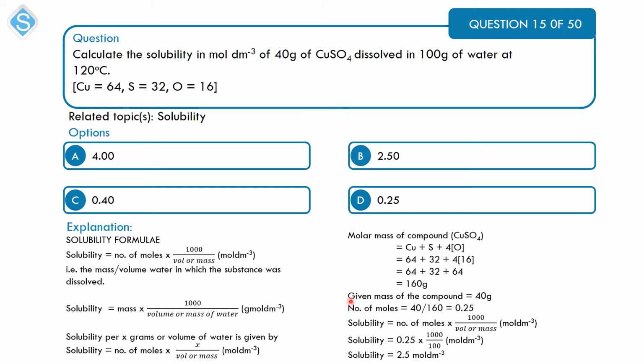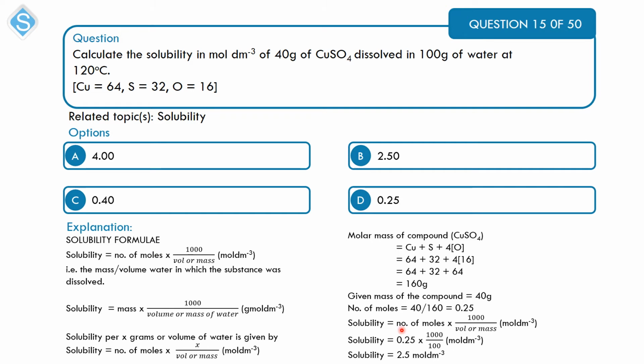Then we look at the given mass of the compound, which from the question is 40. They said 40 grams of copper sulfate. That is the given mass. The number of moles is then equal to the given mass of the compound divided by the molar mass of the compound. So you have 40 divided by 160, and that gives you 0.25. Now we have the number of moles. We can now use this first formula here.